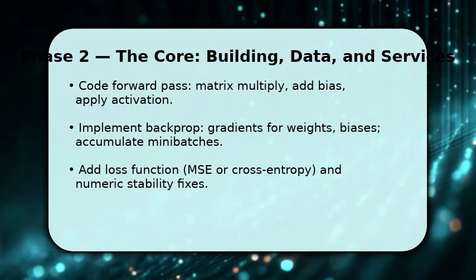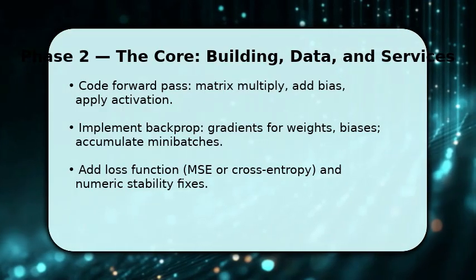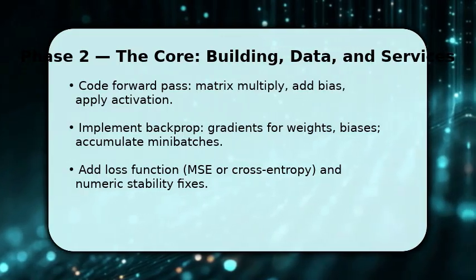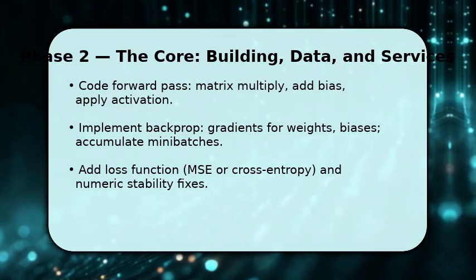You now build the computational heart. Implement matrix multiply, bias addition, and activation functions like ReLU or sigmoid. That is your forward pass.